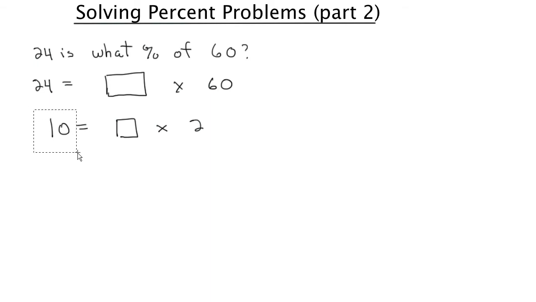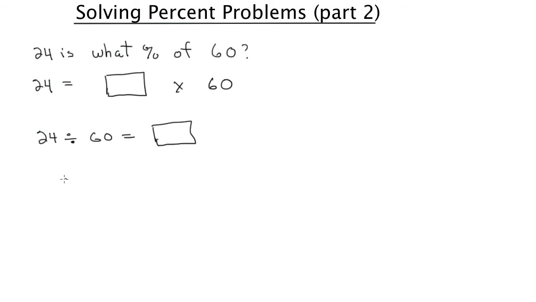This was just a little aside to help you understand why we do what I'm about to do, which is to say that my unknown must be 24 divided by 60. That's going to give me my answer, my percentage. 24 divided by 60, set it up. I know that 60 will not go into 24. It goes 0 times. I know I'm going into decimals.